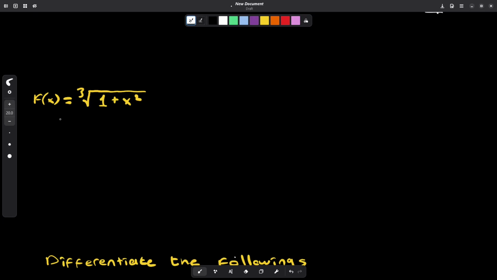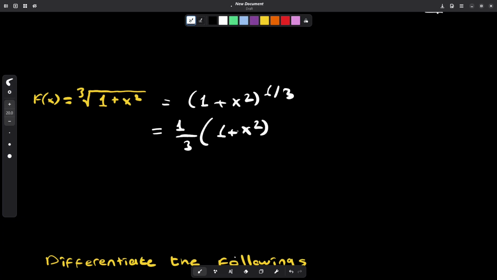f(x) is given to us. We have a cube root this time. We cannot differentiate in this form, but what I can do is write this as 1 plus x squared to the power of 1 over 3. Now I can differentiate this because now I have a composite form. So 1 over 3 is my coefficient here, 1 plus x squared, subtract 1 from the power, 1 over 3 minus 3 over 3, negative 2 over 3. Now multiply this with the derivative of the inside, 2x, and that's it.